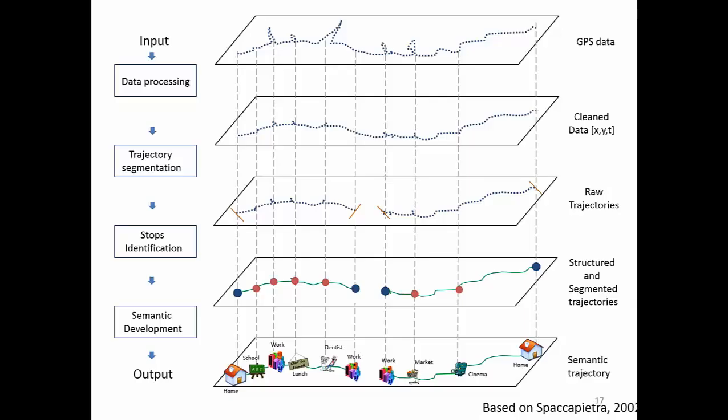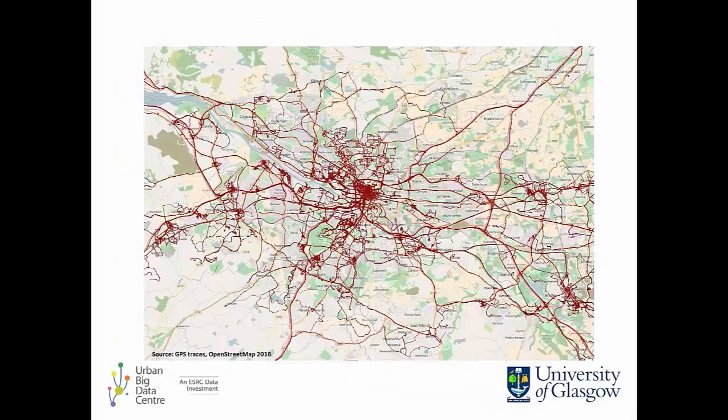Knowing where the person stopped, we could add additional information to this. So we could try to identify where is the home of a person, school, work, dentist, etc. Having all this information and classified data, as you can see on the map here, we covered quite a lot of Glasgow with the detailed movement patterns of all our participants.